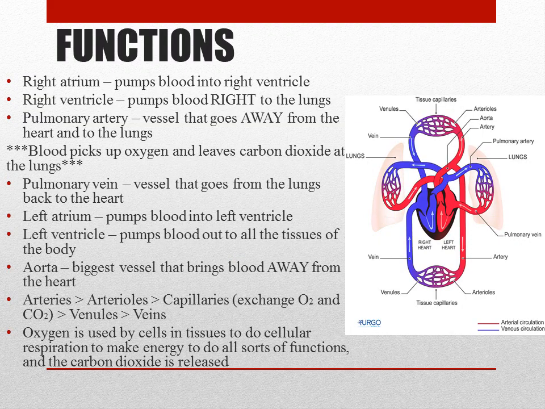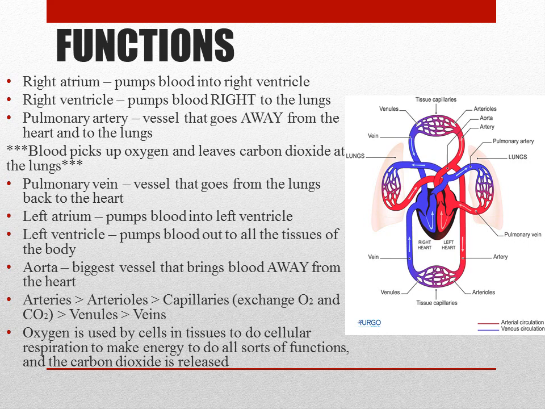And this is just going through all of these parts again. So we've talked about this. The right atrium pumps blood to the right ventricle. Right ventricle pumps blood right to the lungs. Pulmonary artery is the vessel that goes away from the heart to the lungs. A is away. And at the lungs, the blood picks up oxygen, leaves carbon dioxide. The pulmonary vein is the vessel that goes from the lungs back to the heart.